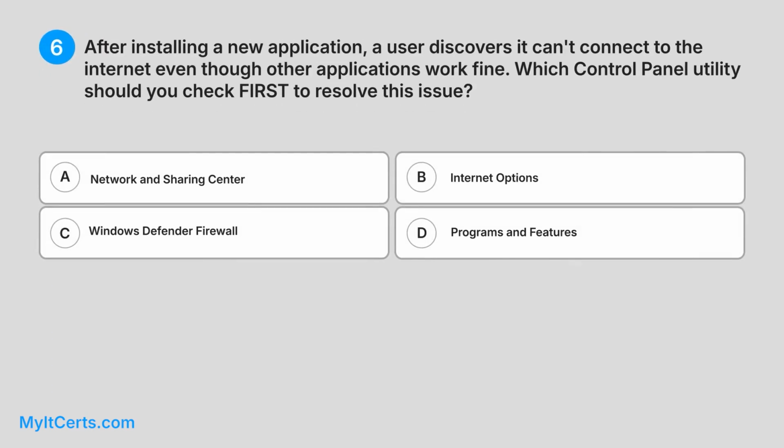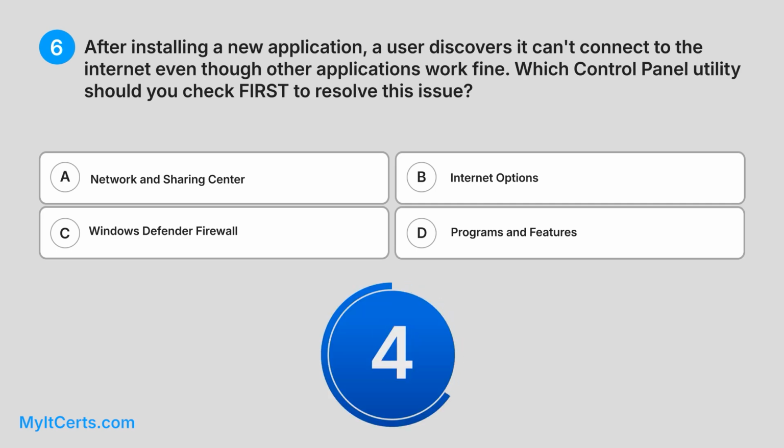Six. After installing a new application, a user discovers it can't connect to the internet, even though other applications work fine. Which control panel utility should you check first to resolve this issue? A. Network and Sharing Center. B. Internet Options. C. Windows Defender Firewall. D. Programs and Features. Can you guess the answer?